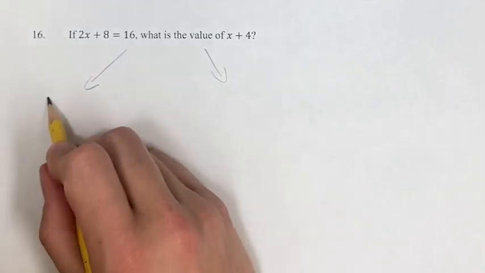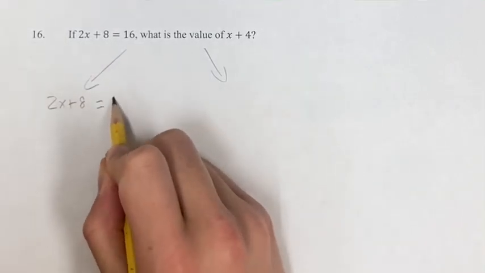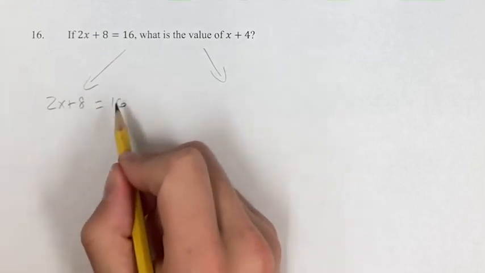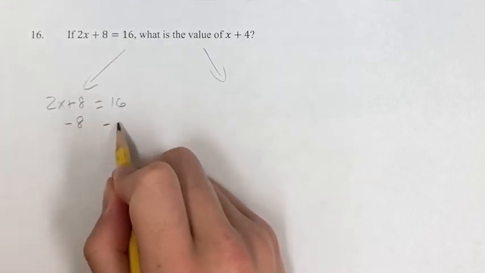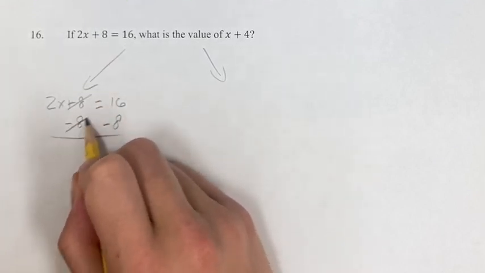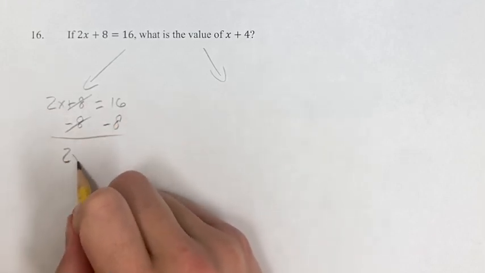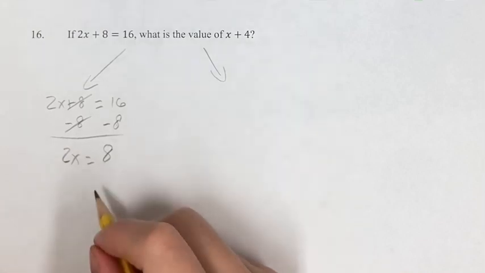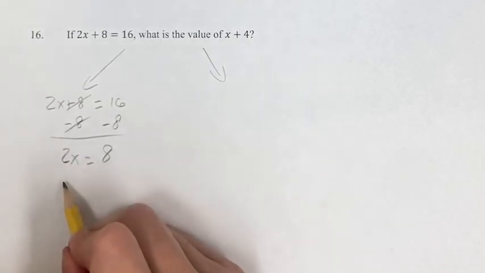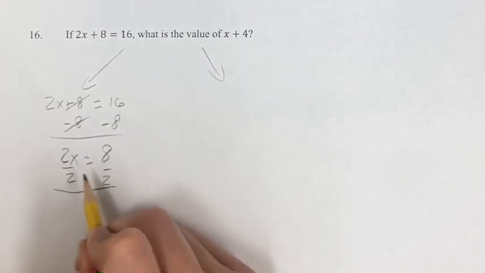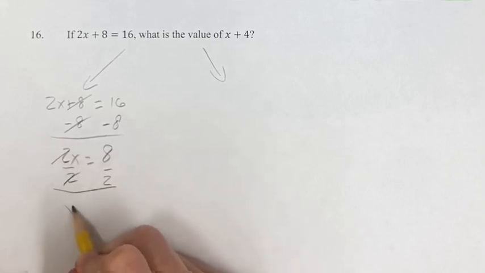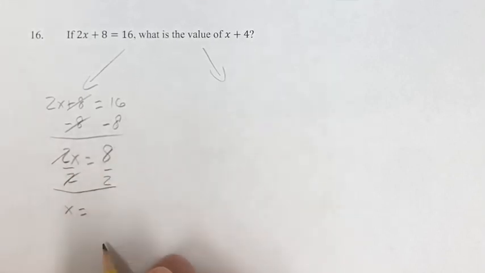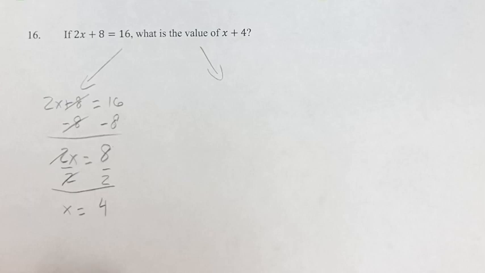So we have 2x plus 8 is equal to 16. So we just have to solve for x. So you subtract 8 on both sides, the 8s cancel, and you have 2x is equal to 16 minus 8, which is 8. We want to get x on its own to solve for it, so we divide both sides by 2, because then these 2s cancel. We get x is equal to 8 divided by 2, which is 4.